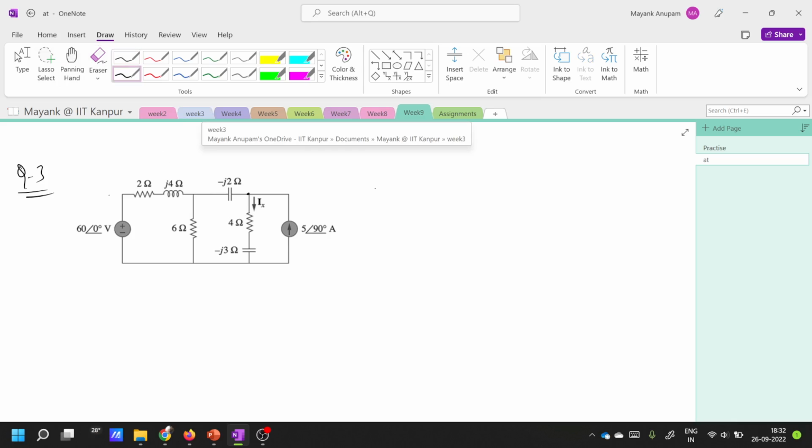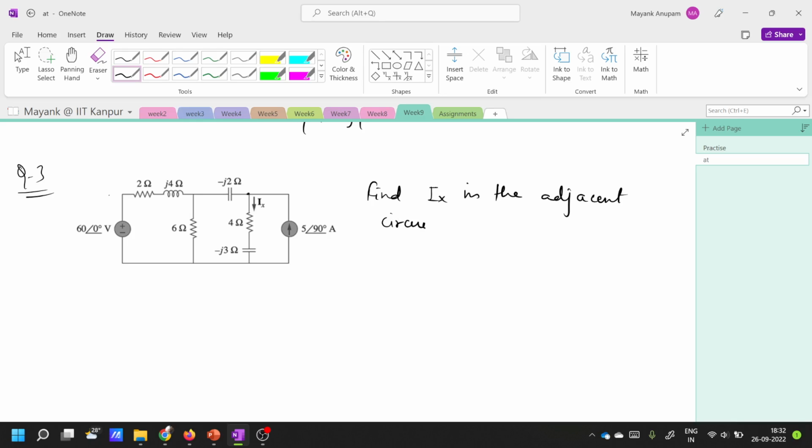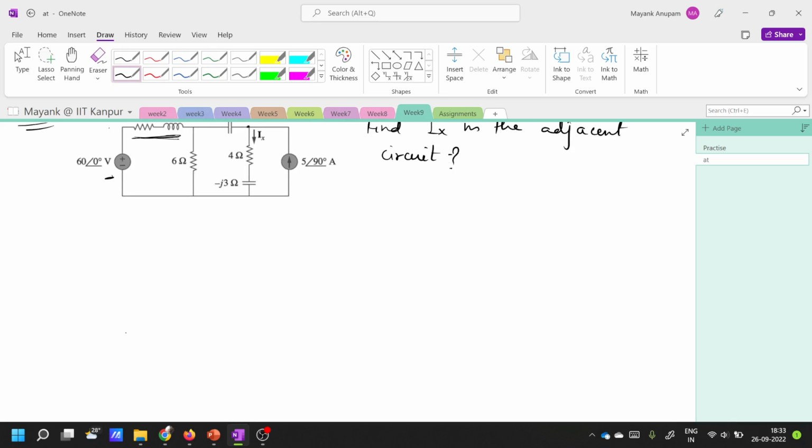Let's first write the question, by the way. Find Ix in the adjacent circuit. Okay, so how do you use source transformation? You see this voltage source here. This voltage source is in series with this impedance here, 2 plus 4j, right? So this can be transformed into an equivalent. So what will be the equivalent after source transformation?